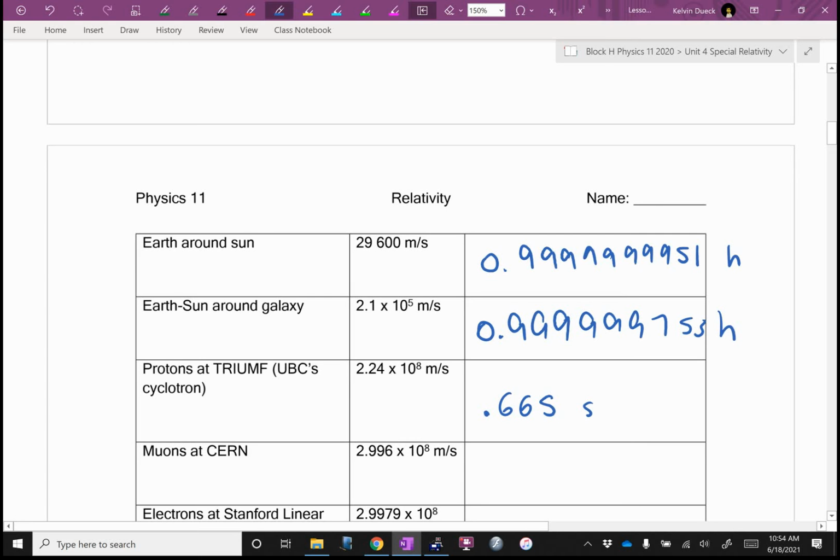So 1 second for the researcher is only 0.665 seconds or hours or years or days or whatever time you're using. One of the nice things about Einstein's equations is they're unit independent. If you put seconds in, you'll get seconds out. If you put hours in, you'll get hours out. If you put years in, you'll get years out.